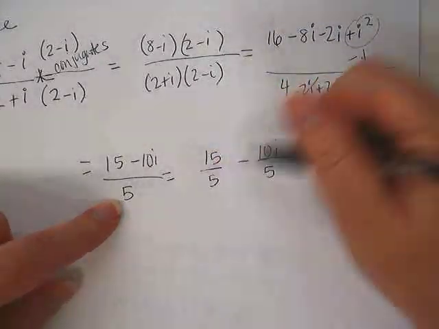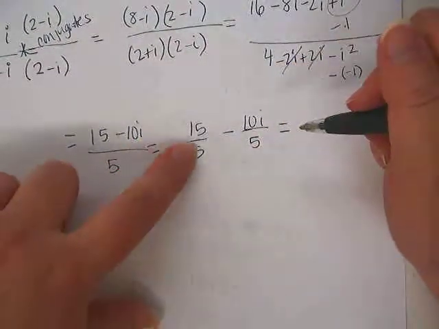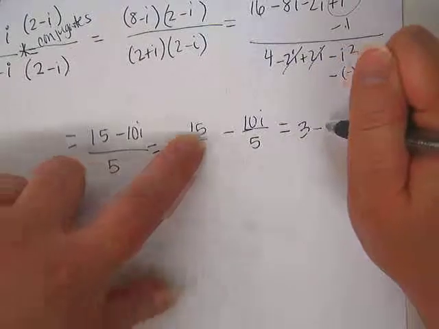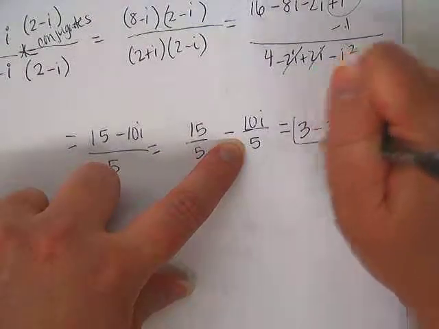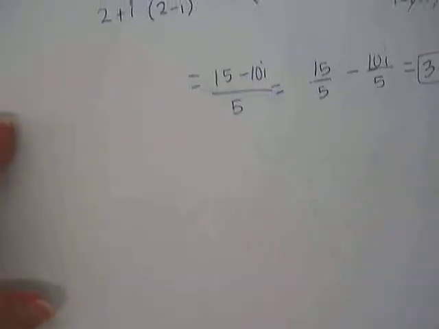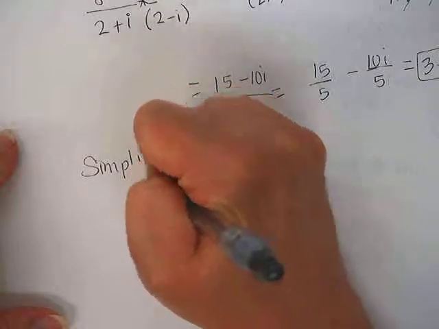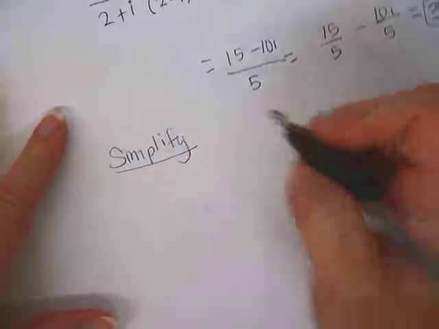If this fraction was not reducible, I would write my final answer as a real minus an imaginary part, and it would be okay for it to just have fractions. But this is reducible, and so we're just going to get rid of the fractions. 15 divided by 5 is 3, and then we have a negative 2i here.